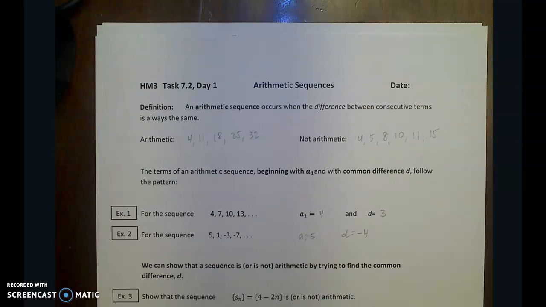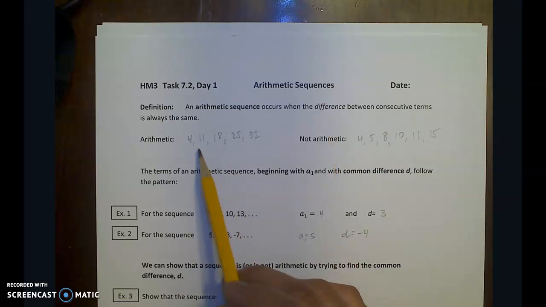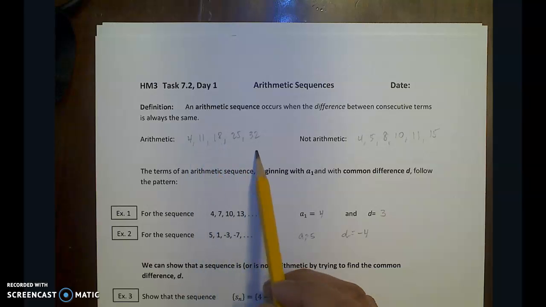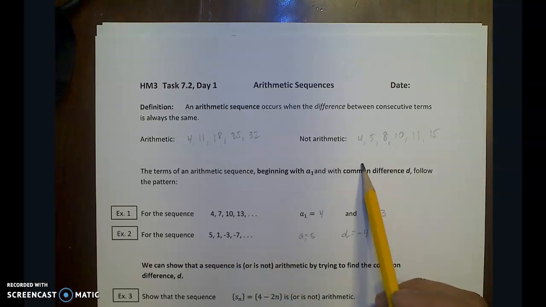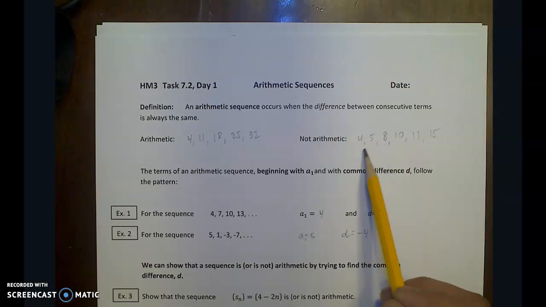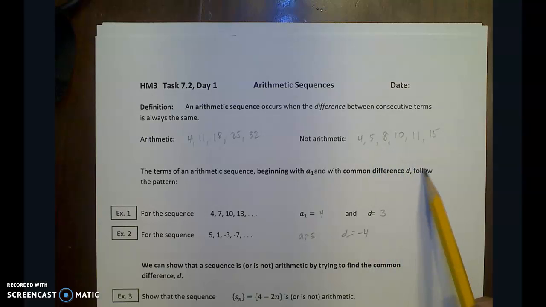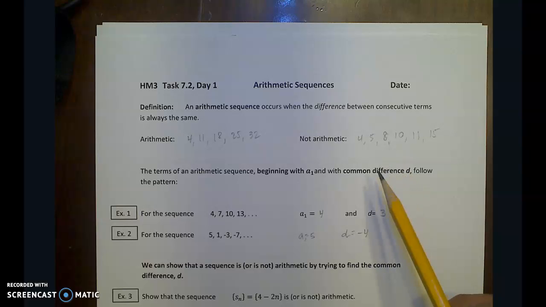Alright, so let's review arithmetic sequences from Honors Math 1. Again, this is arithmetic because there is a common difference between the terms. To go from one number to the next, the pattern is we have to add 7 every time. This one is not arithmetic because as you go from one number to the next, the value changes by different amounts: from 4 to 5, 5 to 8, 8 to 10. There's no constant or common difference between the numbers, so this is not arithmetic.